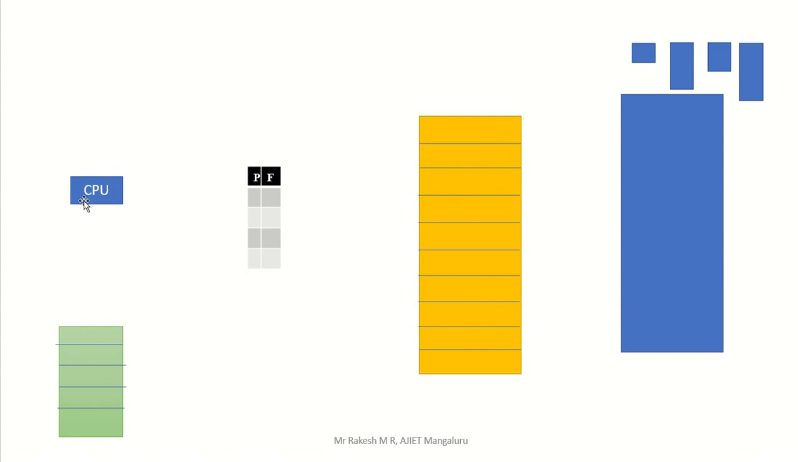The CPU always generates a logical address, but in the main memory we have only physical addresses. So what to do? How do we convert this logical address to a physical address? That concept is called the memory management unit. For that purpose we are using paging.